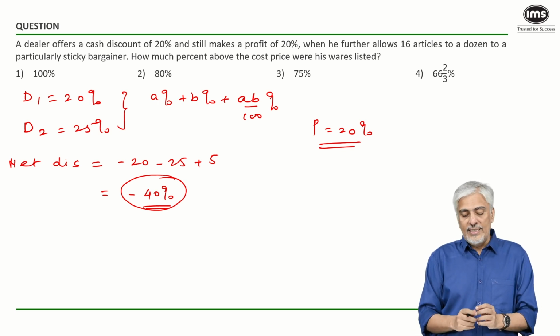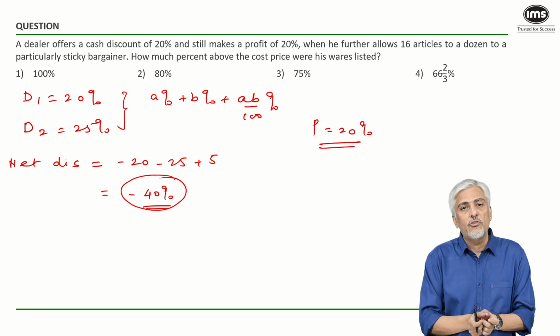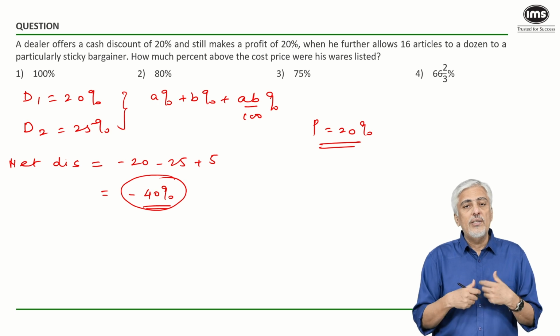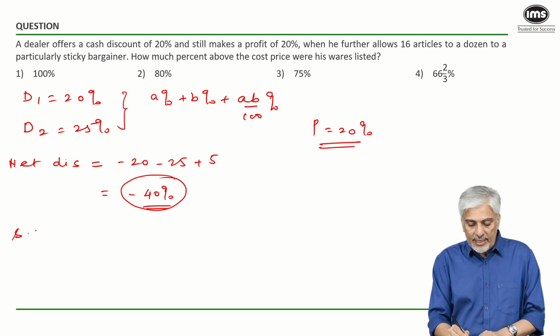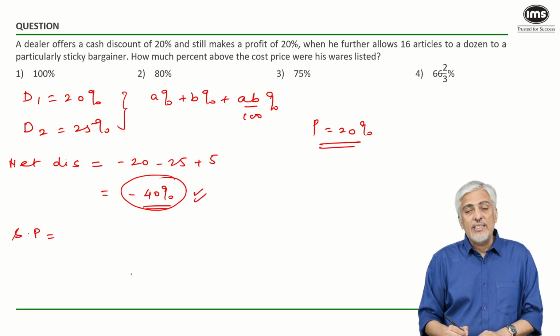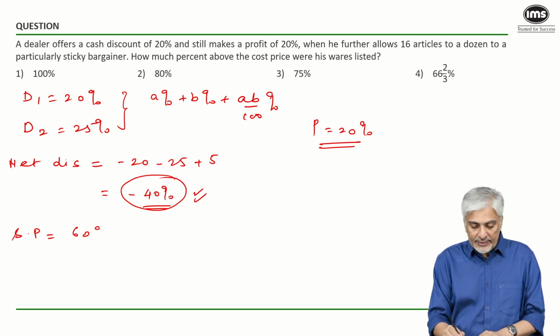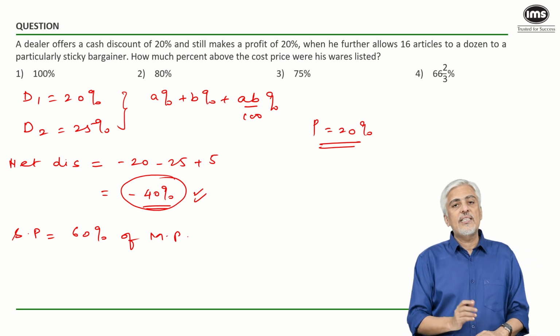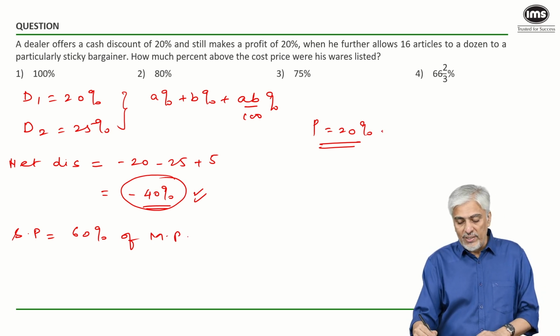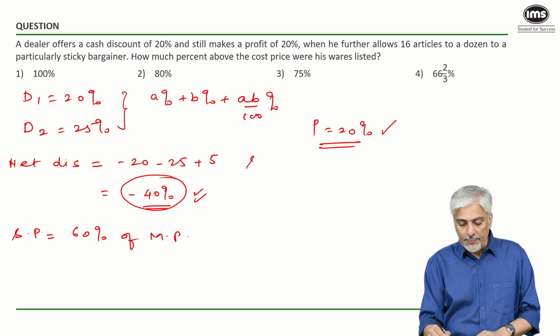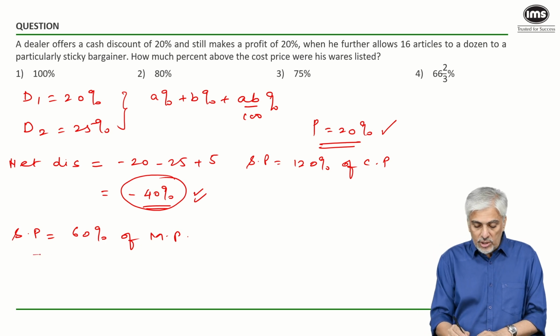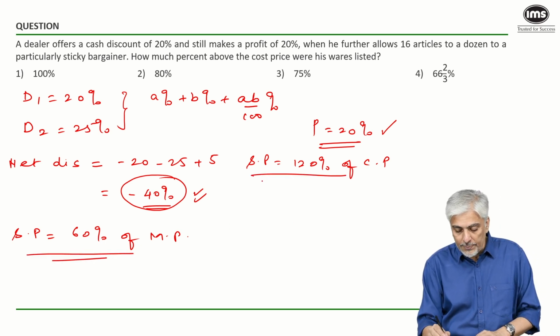Now, let's understand how is discount offered. Discount is offered on mark price. When you offer discount on mark price, can you say selling price? If you are offering 40% discount on mark price, you can say selling price is 60% of mark price. Selling price is 60% of mark price. And same way, when you get a profit of 20%, you can say selling price is, as explained earlier, 120% of cost price. This is also selling price and this is also selling price.